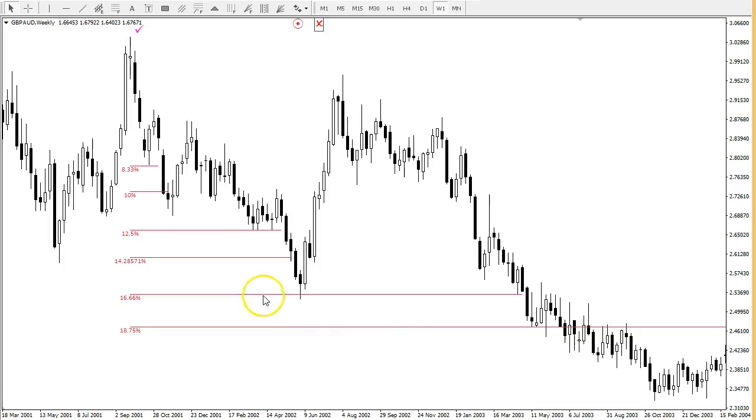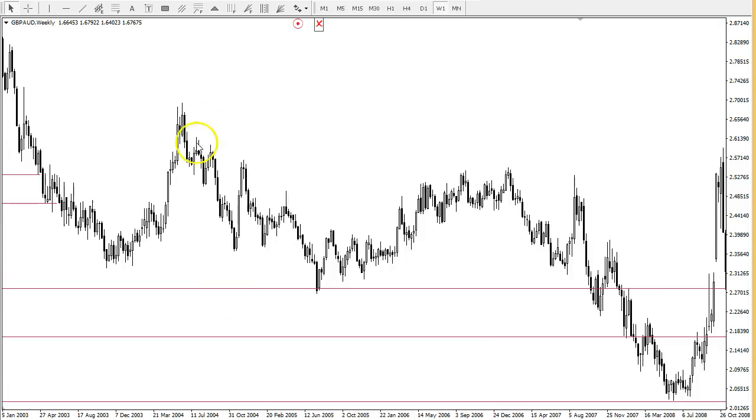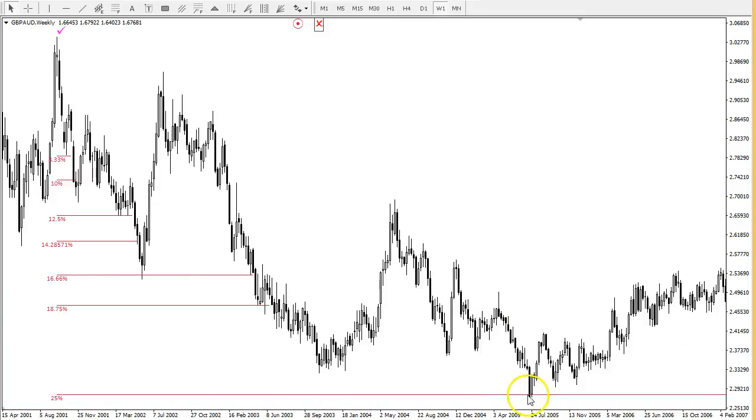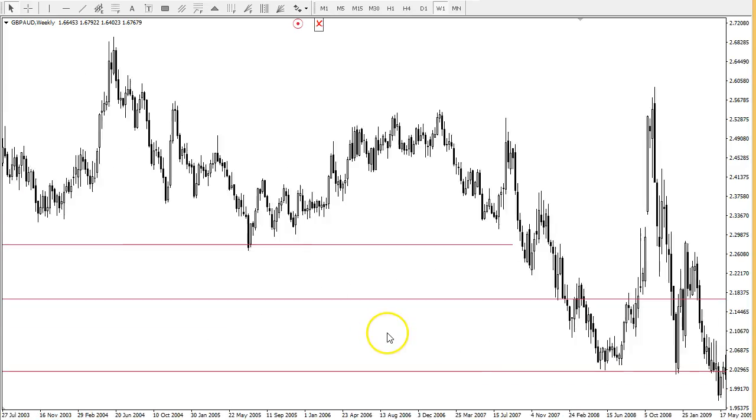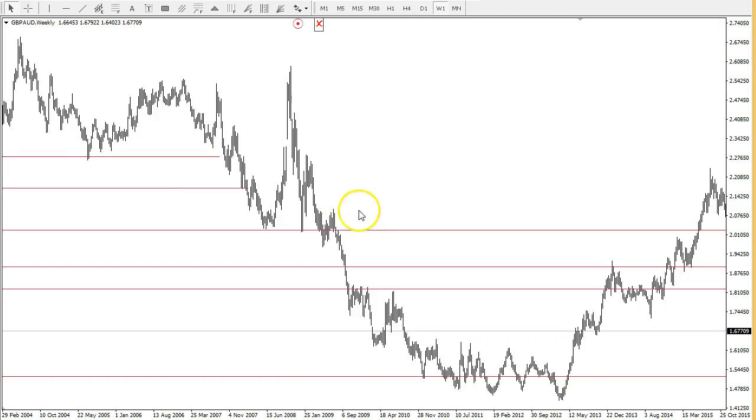12.5 here stopped the market. 18.75 gives you the reaction here. Then you have the 25%. 25% is giving you this major low here. Then you have 28.571.